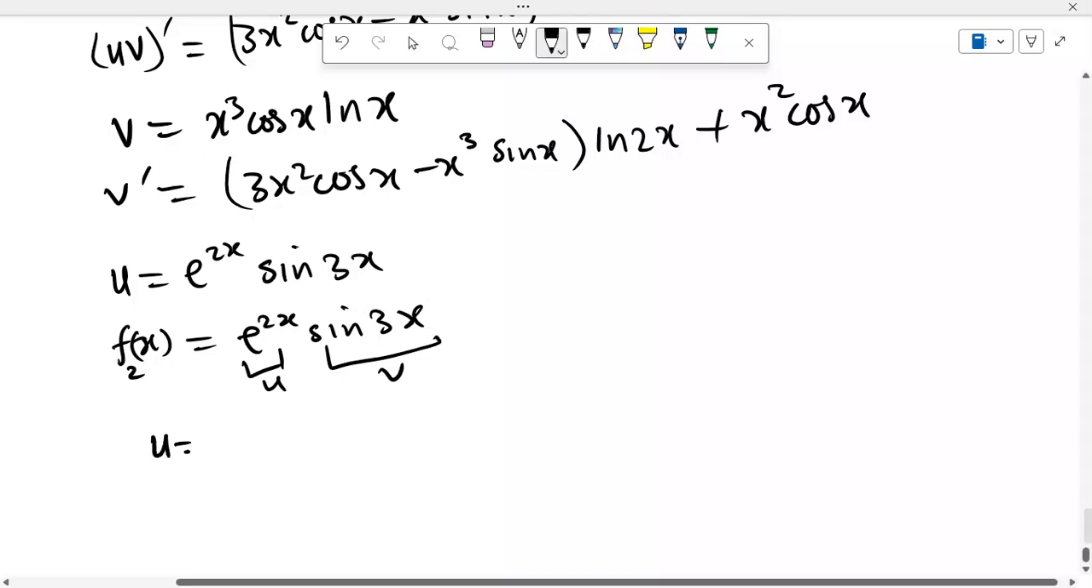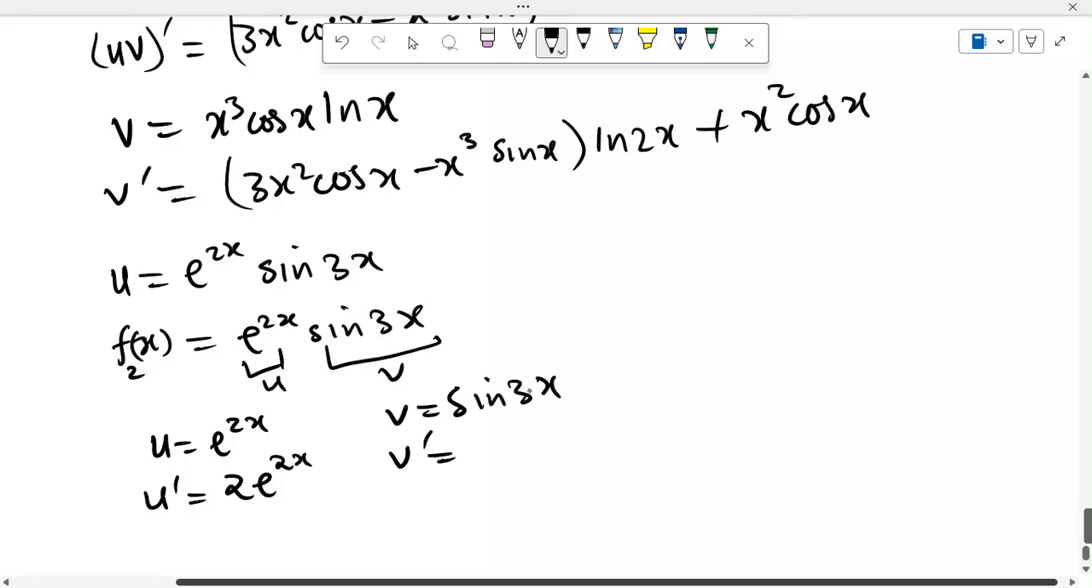So u equals exponential 2x, u prime, differentiating exponential, I've been talking about this, we just take the power 2x, okay. Then v is equal to sine 3x, v prime, so we just take out the 3 to the front and then differentiate. What's the derivative of sine? Cos 3x. Great. So you say uv, u prime v plus u v prime.